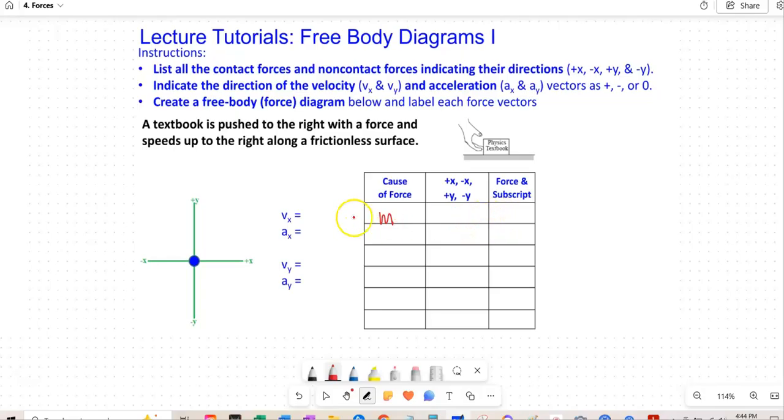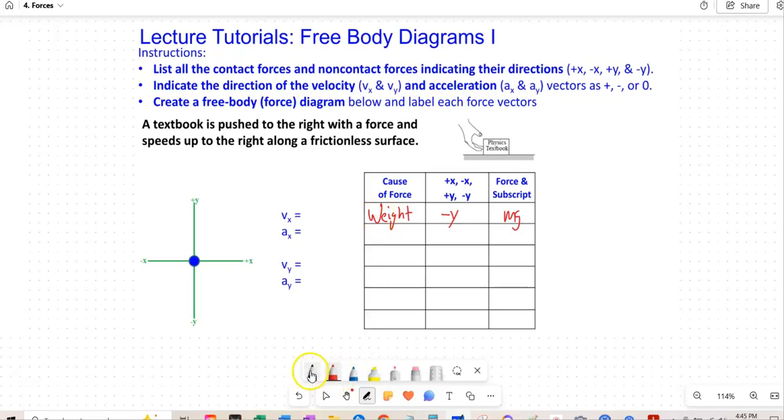Actually, what I'm going to do is go back here. This is the weight of the object, pointing in the negative y direction, and we're going to subscript this mg. So this is what you're supposed to do for this. Okay. What else is physically touching? So now we've got the non-contact force out of the way. Let's look at what is physically touching the textbook. I see a hand and a surface.